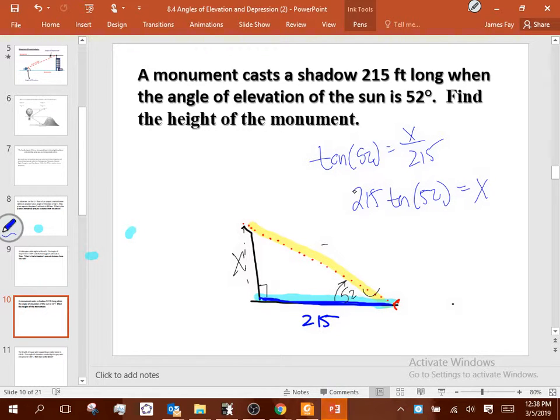So 215 tangent 52 is equal to x. And again, I'll let you evaluate that. But a lot of your questions, my thought is that the airplane question, the helicopter question, even the shadow question, they're all the same, okay? They all create that right triangle. Somehow they give you an angle, a distance, and ask you to find an unknown distance using SOHCAHTOA.